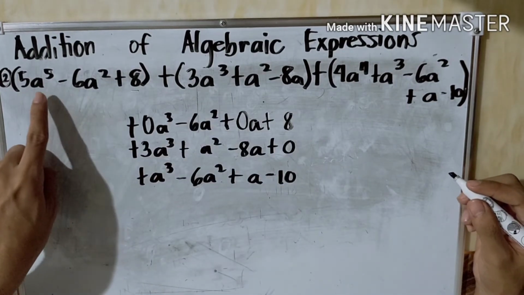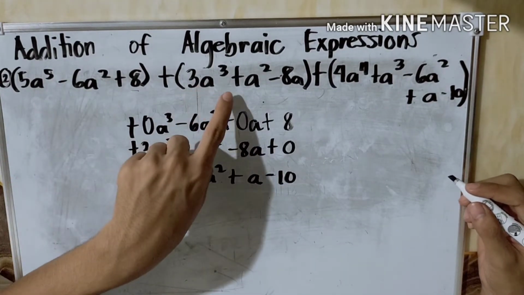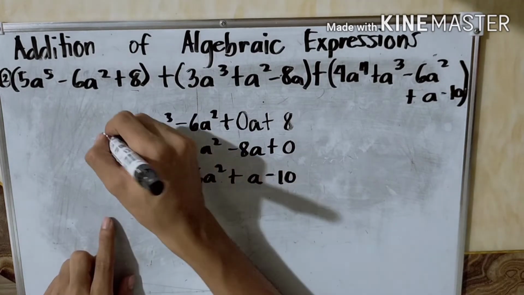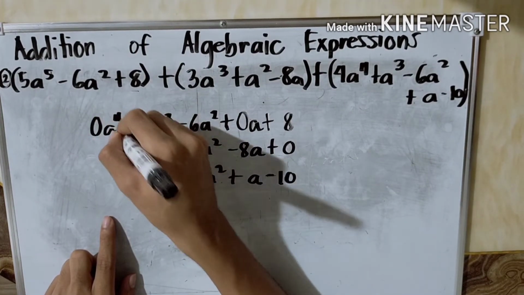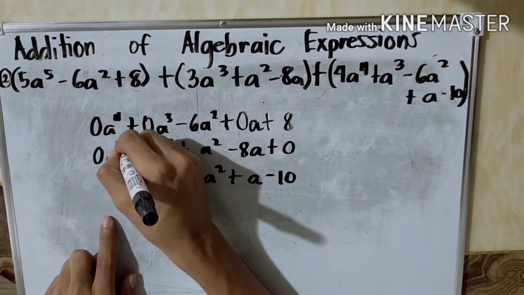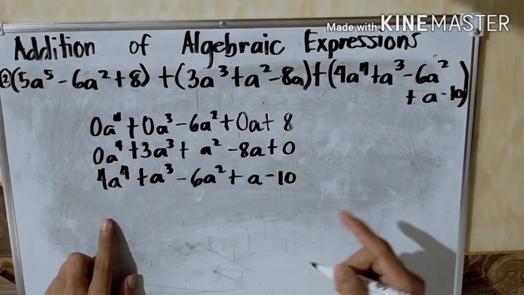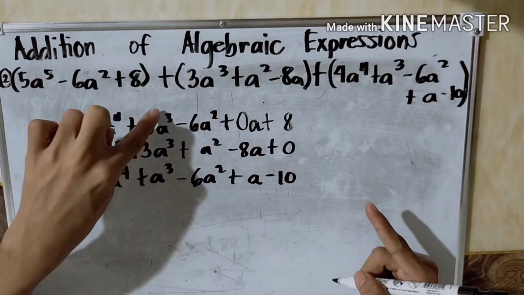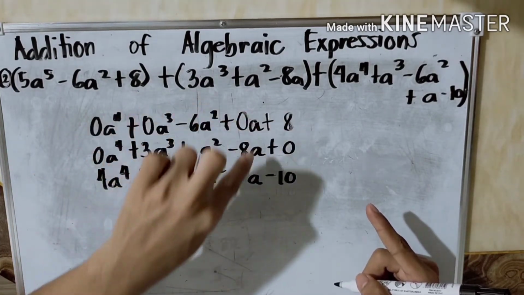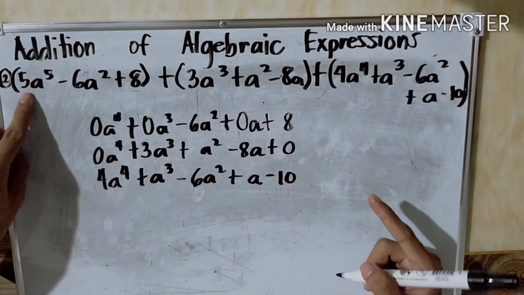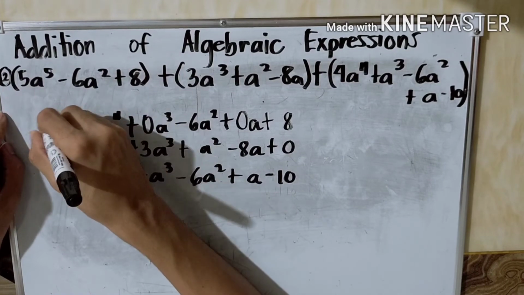Next. Ito ay walang to the fourth power. Wala. So, lagyan natin ito ng 0a to the fourth power. Ito ay merong 4a to the fourth power. As you can see, magkakatapat sila, okay? Yung similar terms magkakatapat. Then sa dulo, 5a to the fifth.